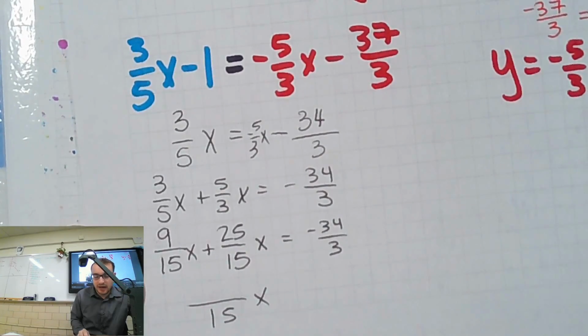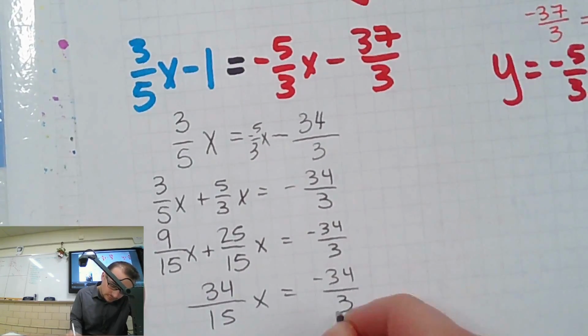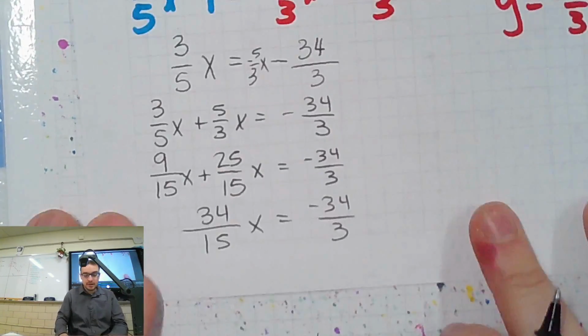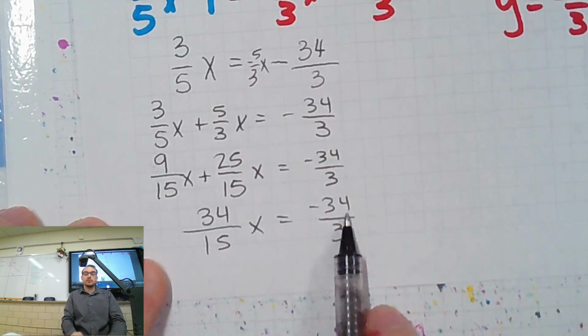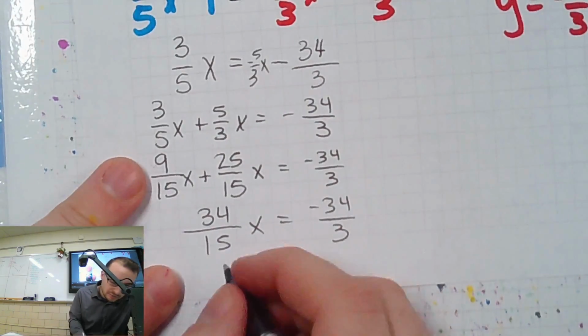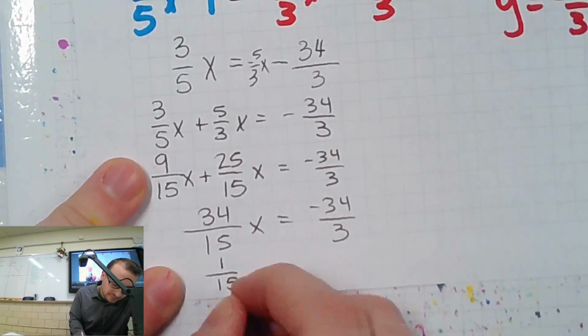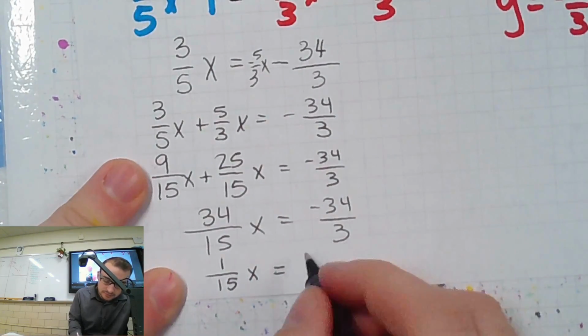How many 15ths do I have? 9 plus 25. 34 15ths. Here we go. We can either times by 15 or divide by 34 first. Which would you rather do? Let's divide by 34. I get this. What's negative 34 divided by 34?